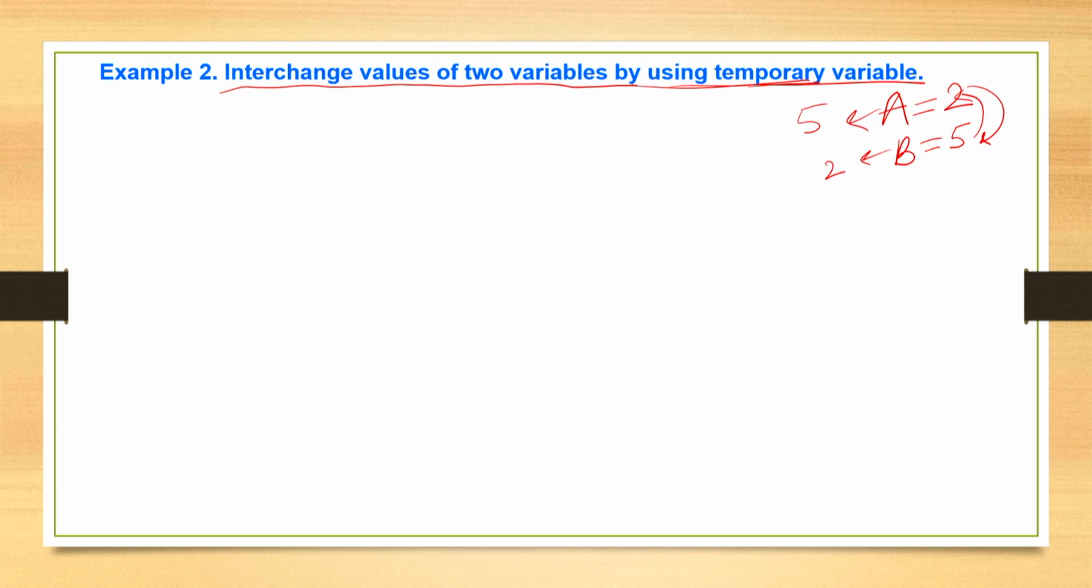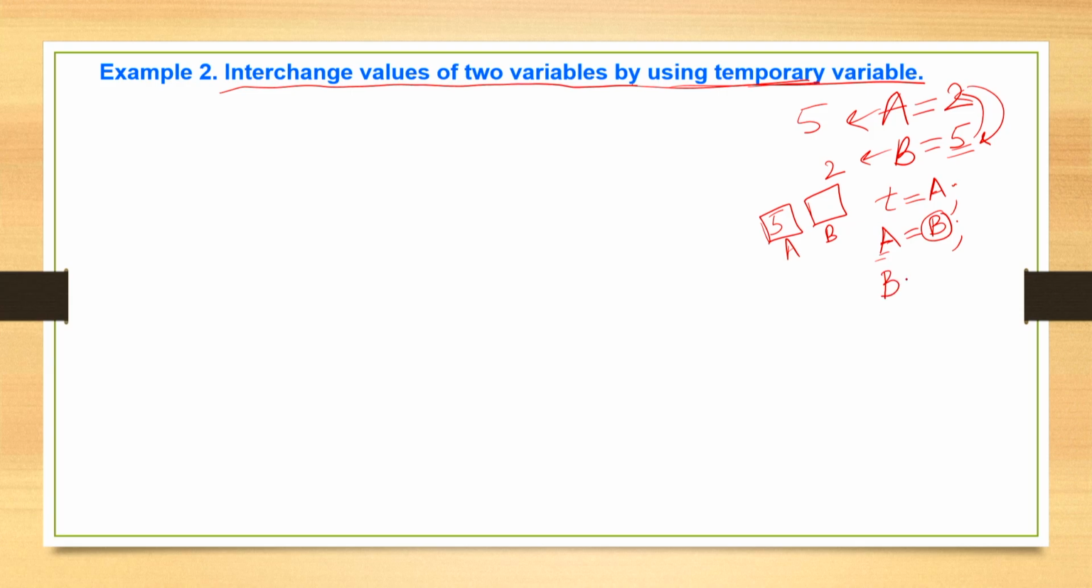What is the logic? Logic says, okay, we use some temporary variable, say t, in which I store the value which is written in A. Then we assign the value which is stored in B to A. So what will happen here? If I take this as the A box and this as the B box, the value of B gets stored into A. It means 5 gets stored over here.